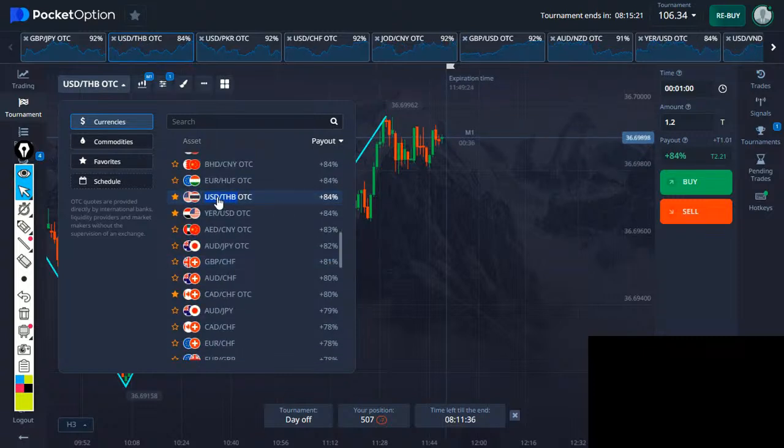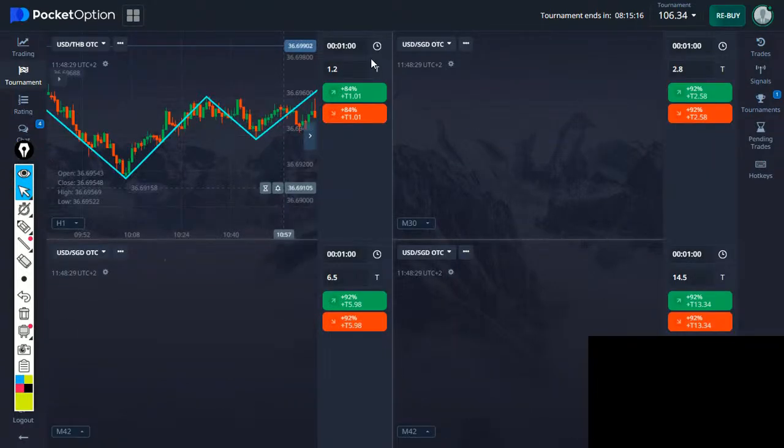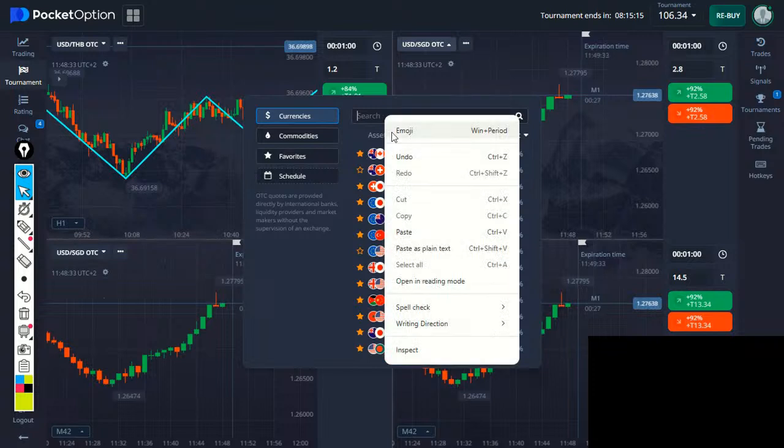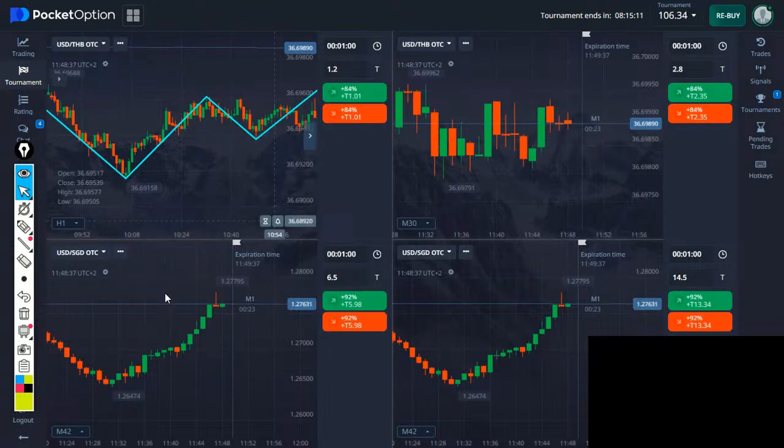Let's copy the name of the pair over here. Let's go to the four charts and set the USD Thailand currency on all four windows.